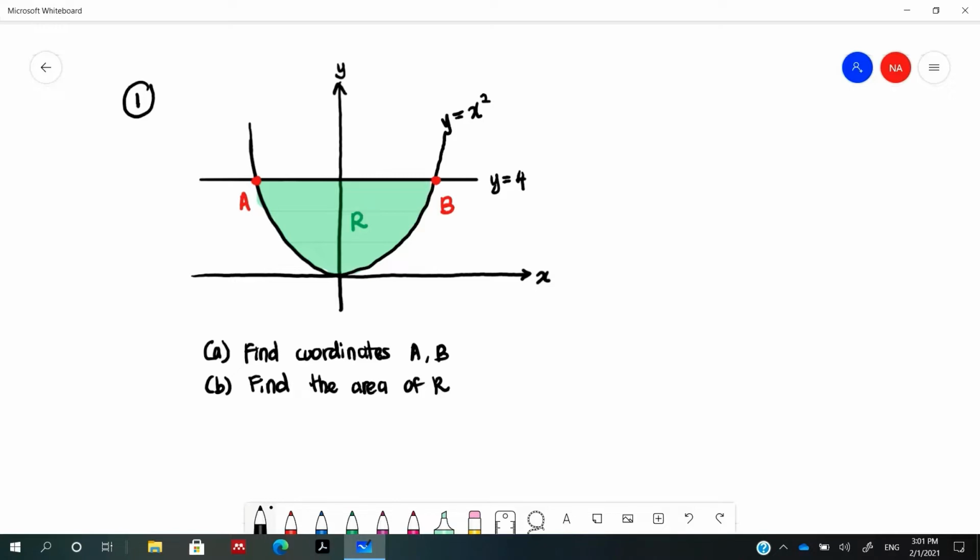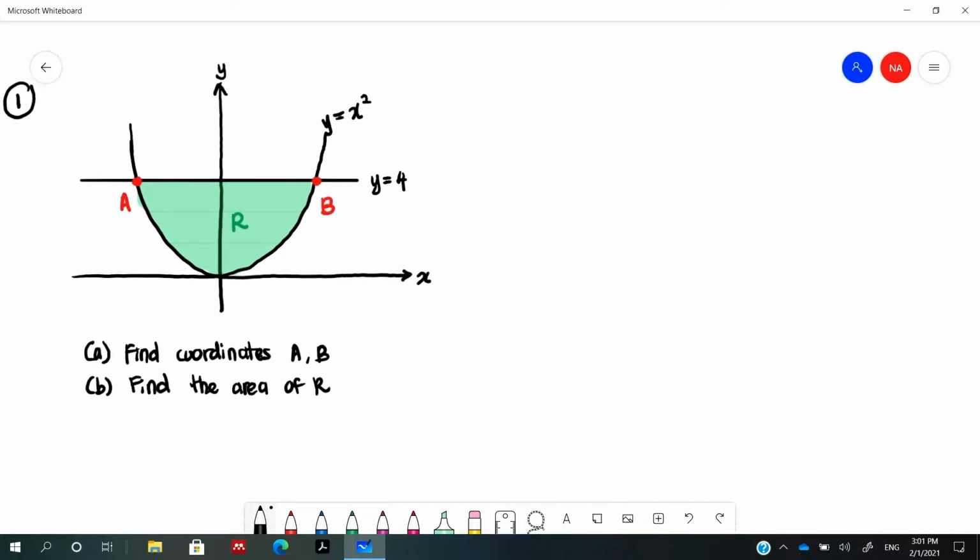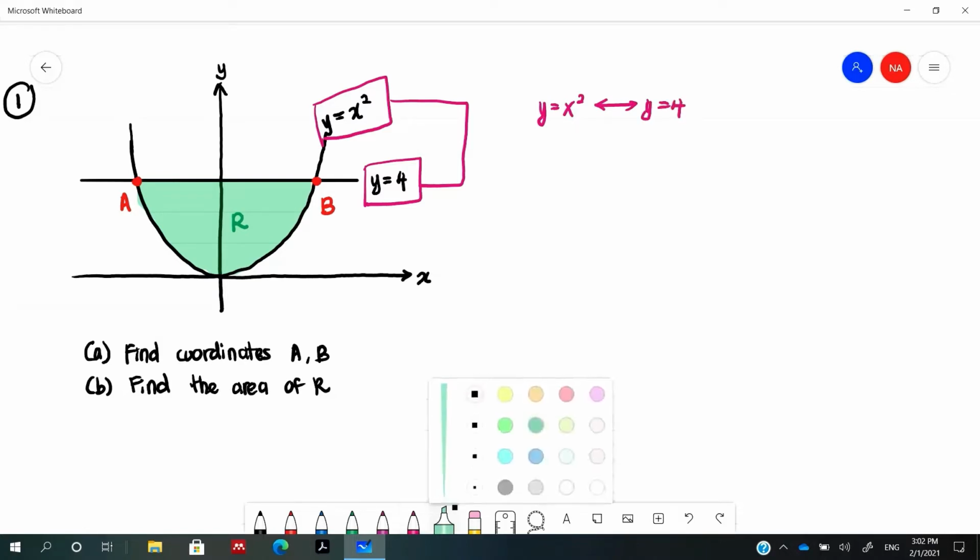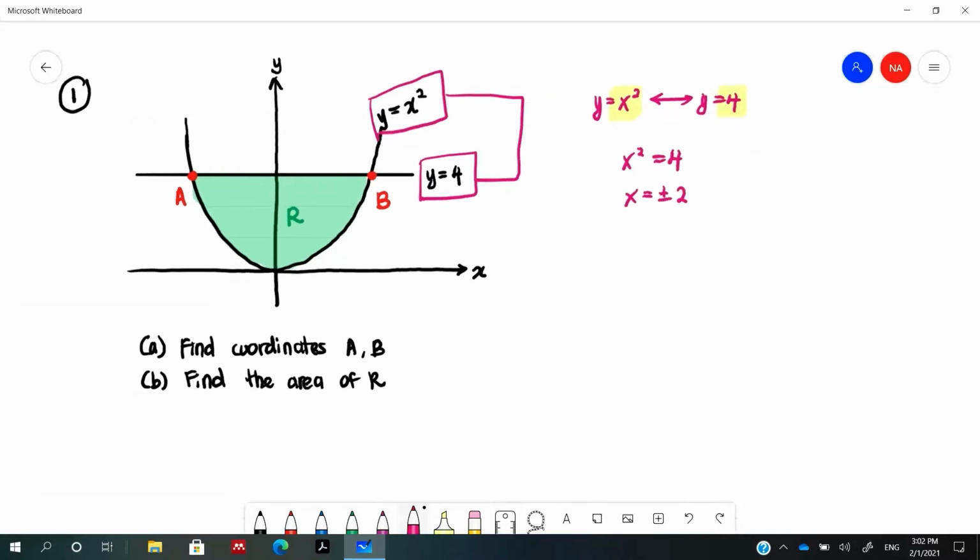To find the coordinates of A and B, we should equate these two functions. Because y equal to x squared will meet y equal to 4 at both A and B, we take x squared equal to 4. So x will be equal to plus minus 2, meaning negative 2 here and positive 2 here.